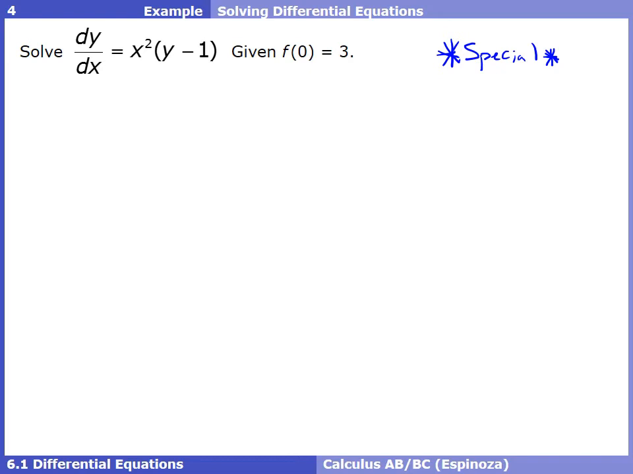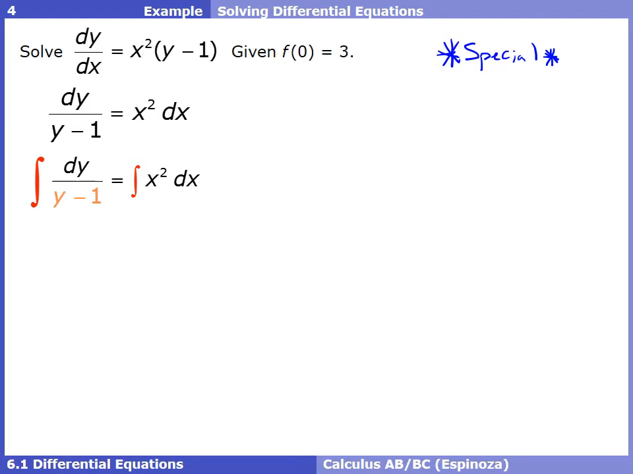Okay, so let's go ahead and get the first step out of the way, which is nice and easy. We're going to divide that y minus 1 to the other side, multiply the dx to the other side, and now we've separated our differential equation, which is great. On the right side, the integral of x squared is 1/3 x cubed plus c. Don't need to really focus much on that. But how do we integrate the left side?